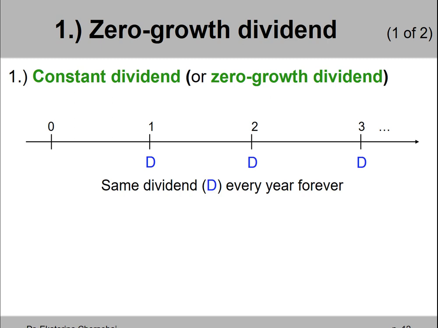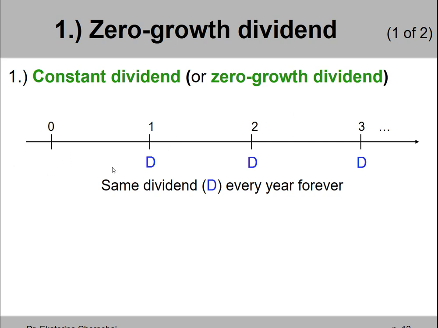Constant dividend or zero growth dividend. Zero growth dividend implies that the dividend is not growing, 0% growth rate. So if you're buying a share of stock today, which is year 0 on this timeline, then a constant dividend model says that every year, or maybe every quarter, whatever the time segments are, but let's say it's every year.